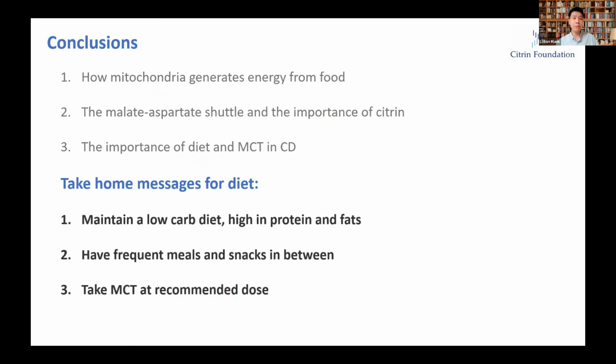Now, if there's anything I would like for you to take home today, are these 3 main points. First one is to maintain a diet that is low in carbs, high in protein, high in fats. Have your 3 main meals and have frequent snacks in between. Never go on an empty stomach. And lastly, to take MCT, the recommended dosing.